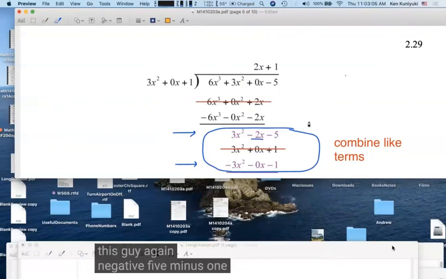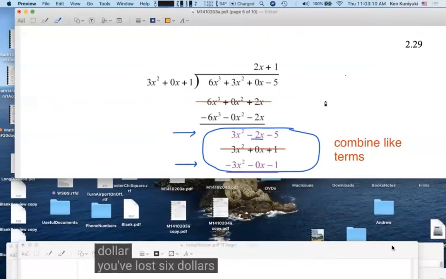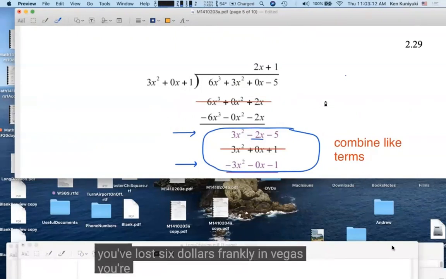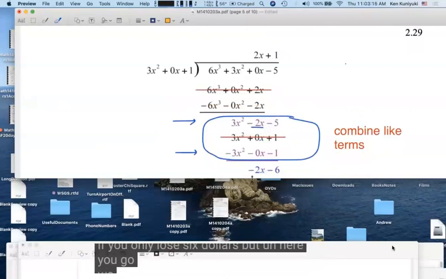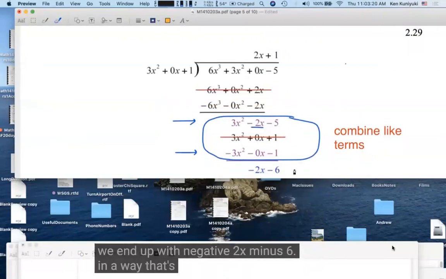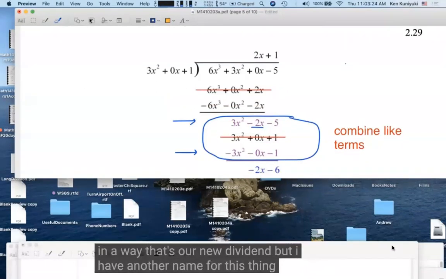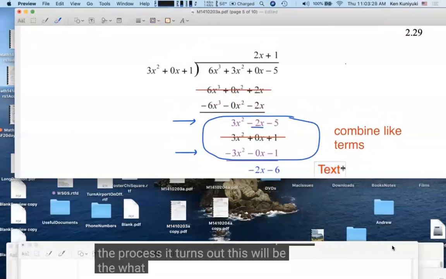-5 minus 1, hey, you're in Vegas, you lose $5, you lose $1, you've lost $6. Frankly, in Vegas, you're lucky if you only lose $6, but here you go. We end up with -2x minus 6. In a way, that's our new dividend. But I have another name for this thing. Because we're finished with this part of the process. It turns out this will be the what?